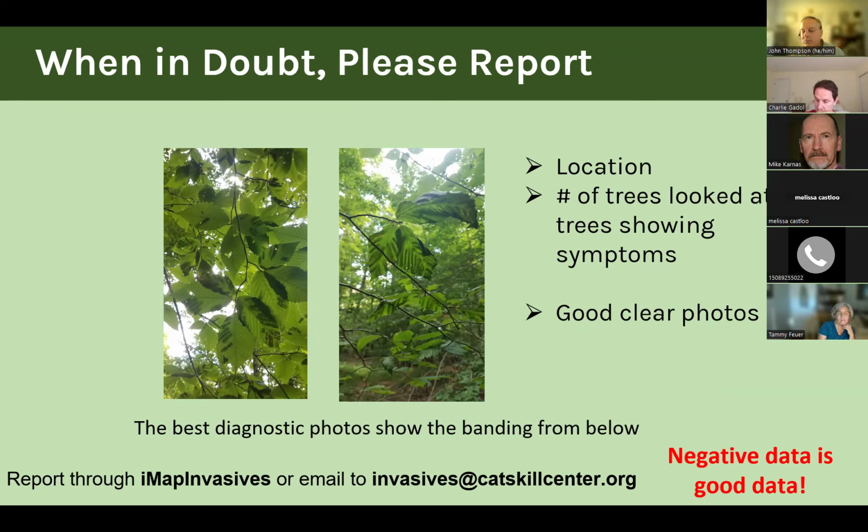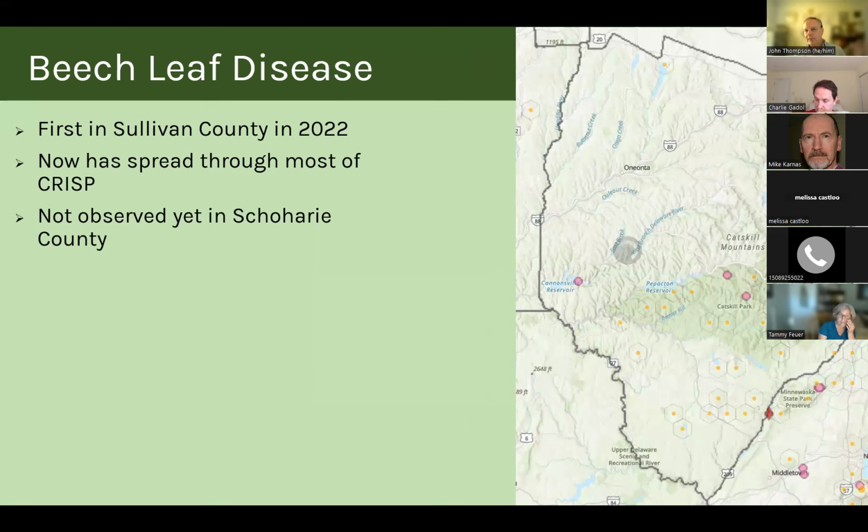Also, I'll mention with beech leaf disease, negative data is good data. So if you're walking through a stand of beech trees in the Catskills and you don't see beech leaf disease, then that's really good data to have because we would know that there isn't beech leaf disease there yet. And it could be really important if beech leaf disease does move in to an area to know it wasn't there last year, but now it's there this year.